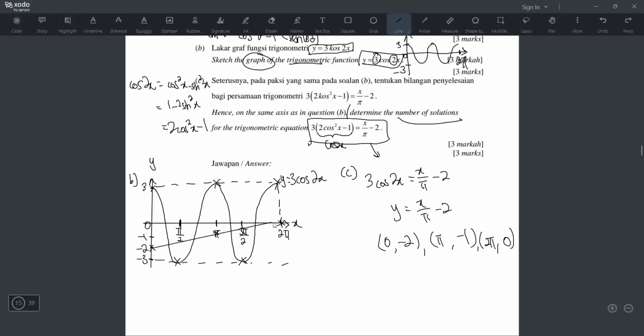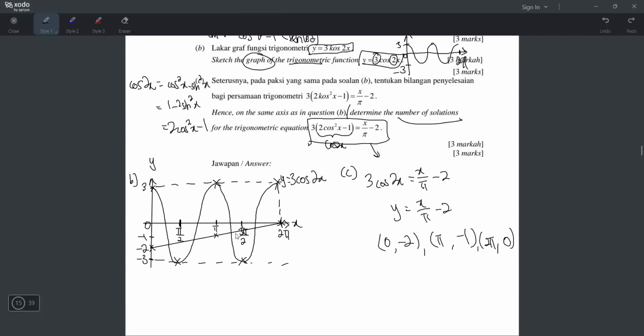So let's join using a ruler, and it should pass through all the points, right? Okay, I can see my graph. Dia tak melalui point yang ini tau. So what we can do is we can erase and then make it sentuh lah, like this. Pi, negative 1, right? Macam tu.